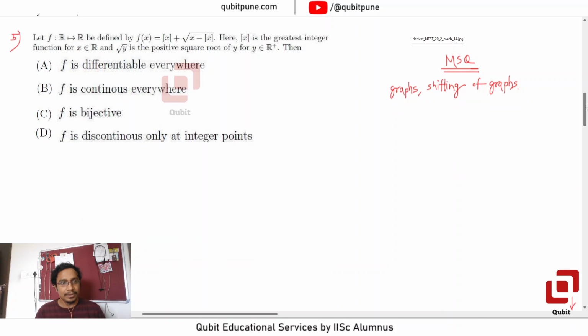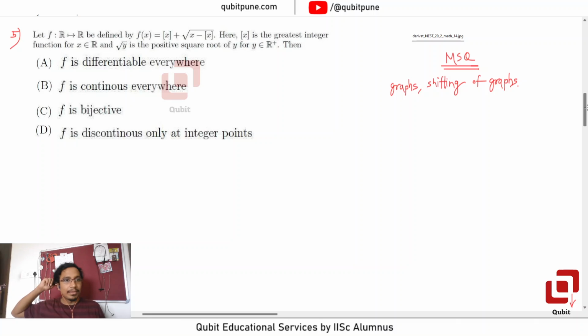अच्छा, so this is a derivative question. Let f from R to R be defined by f of x equal to box x plus root x minus box x, same greatest integer function. Okay, and root y is the positive square root for y. Option A, it is differentiable everywhere. Option B, continuous everywhere. Bijective, discontinuous only at integer points.